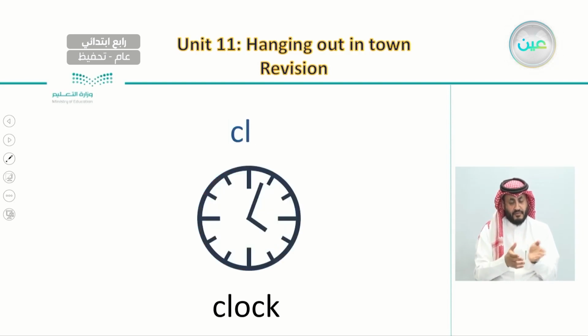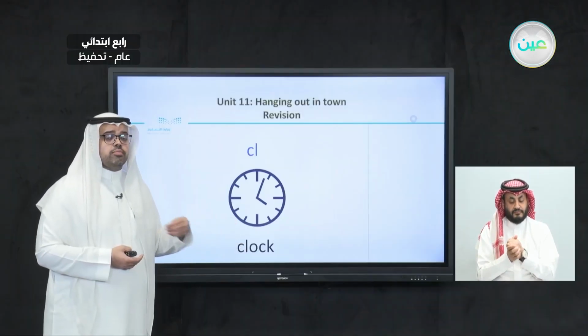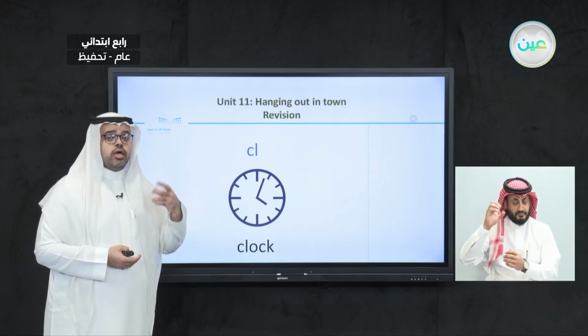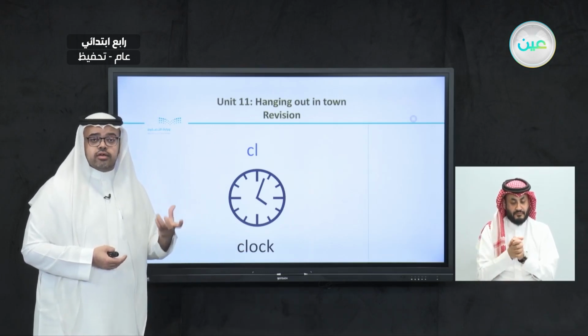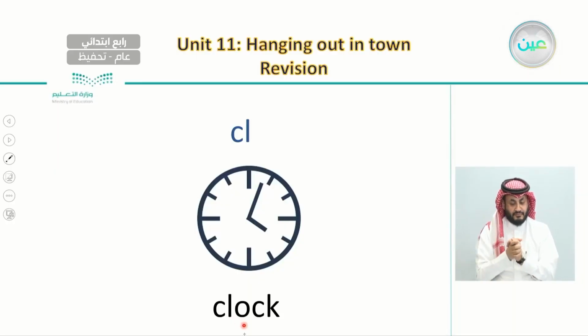Now this will lead us to the third blend we practiced last time, which is the blend that starts with C and L. It starts with C and L, but it is pronounced with a K sound. The first word we have is clock. Clock. Say after me, clock. So clock starts with C and L.